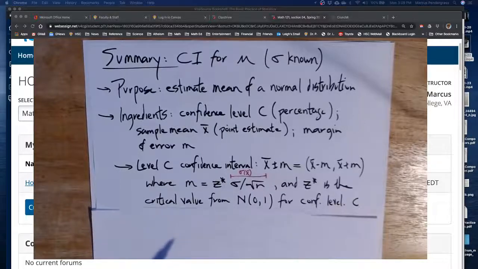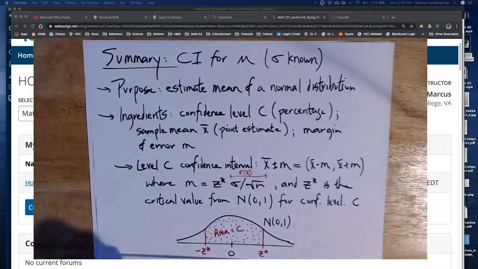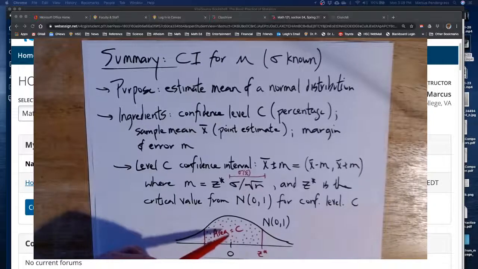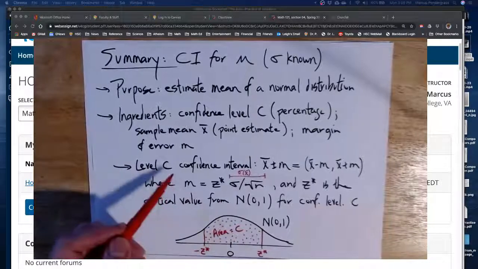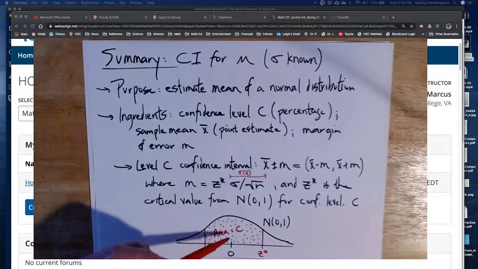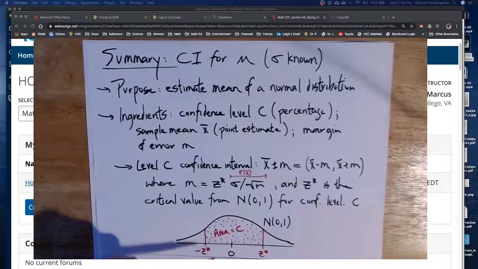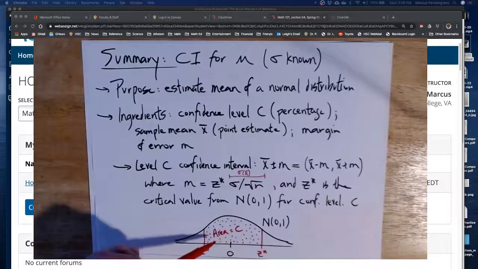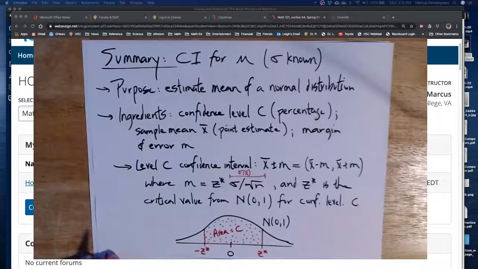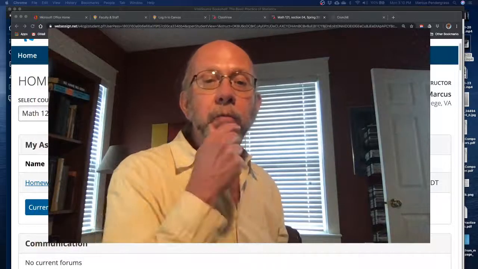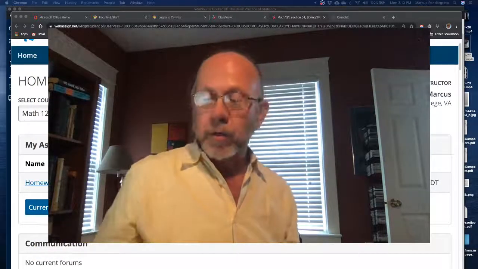The way you compute z star is you're just looking for the middle whatever percent of a standard normal distribution, where the percent corresponds to your confidence level. So if we were trying to compute a 90% confidence interval, my critical value z star would be the upper bound of that middle 90% of the standard normal distribution. That's it in a nutshell. That's what's involved in computing confidence intervals.